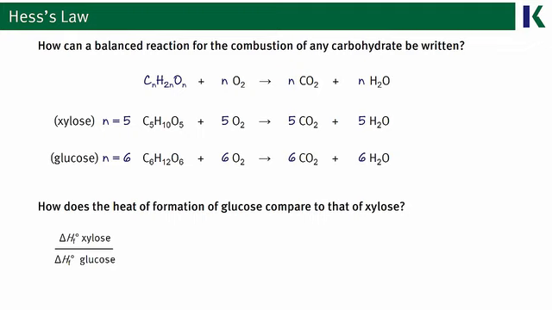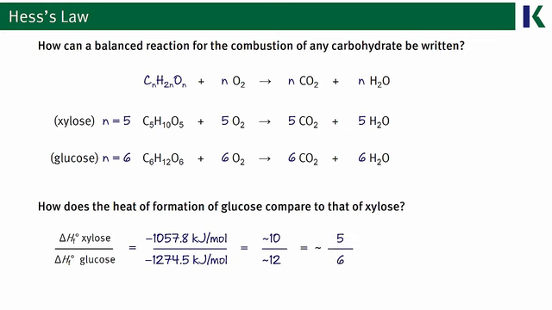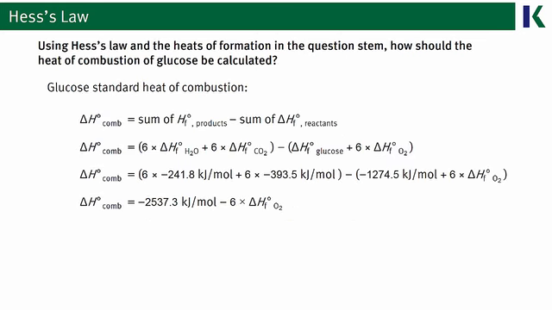Looking at the table in the question stem, xylose's heat of formation is minus 1057.8 kilojoules per mole, while glucose's is minus 1274.5 kilojoules per mole. What fraction can we approximate this ratio to? 10/12 is a perfect estimation here, which of course is equivalent to 5/6. With this prompt, we're getting closer to answering which sugar will give off more heat during combustion.